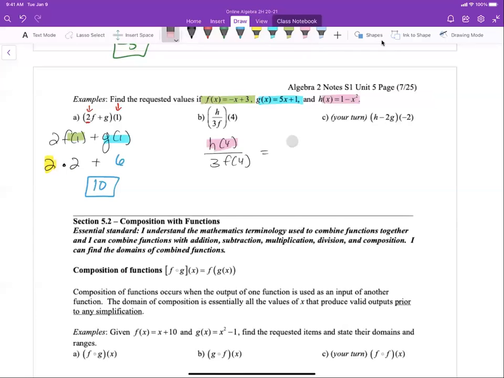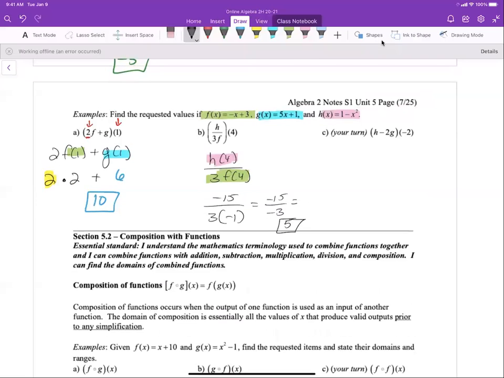-15. And on the bottom, I'm sorry, I have 3 times f of 4. So I'm going to take 3. I've got to take 4 and plug it in for x anywhere I see an x in f of x. So I get -4 plus 3. So that's -1. So that gives me -15 over -3, which is equal to a positive 5. All right, try one yourself.